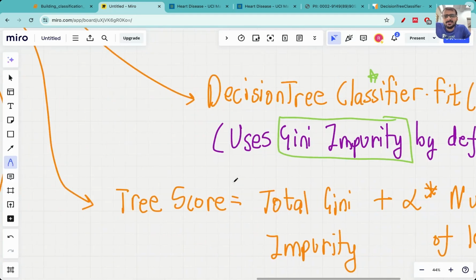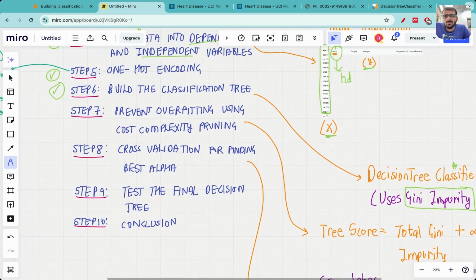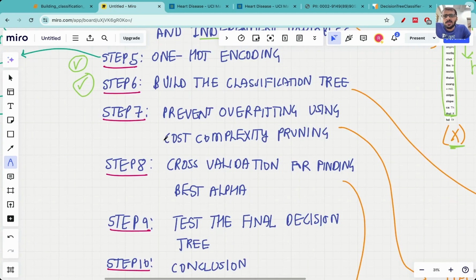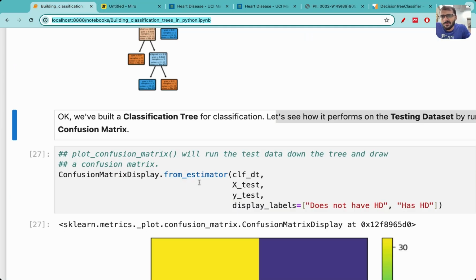Let me go ahead and mark the steps which we have actually finished. So step number 6: we have finished step number 6, where we built the classification tree. Now we are moving to step 7. We are in between step 6 and 7, where we are testing right now.